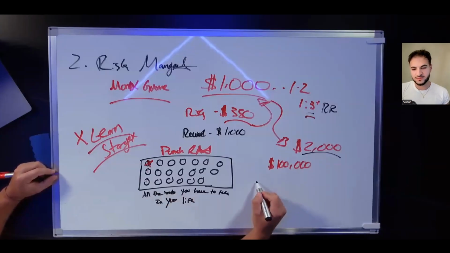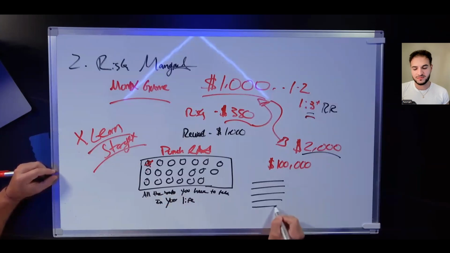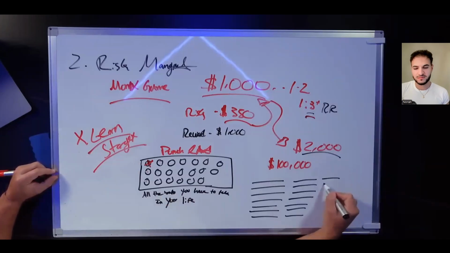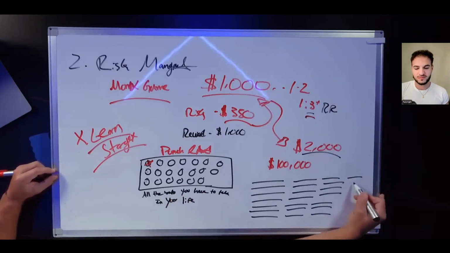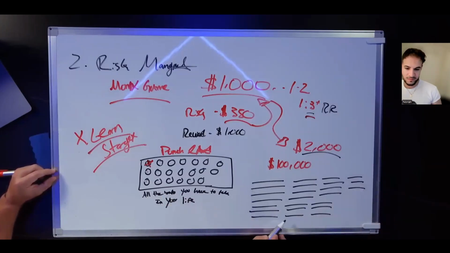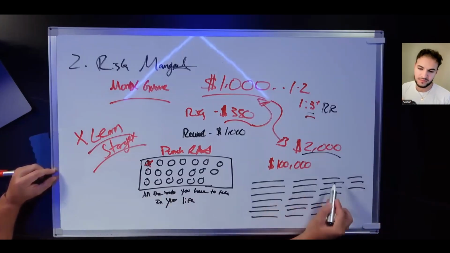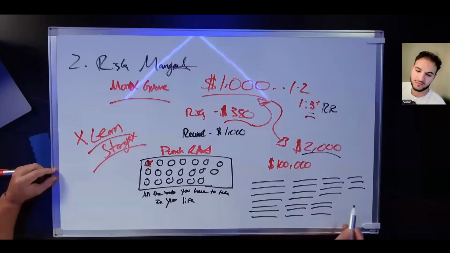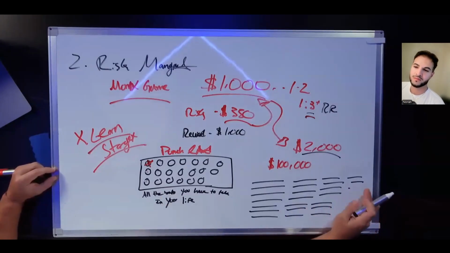So let's do it like this, for example. Let's do 1 week, 2 weeks, 3 weeks, 4 weeks, 5 weeks, 6 weeks, 7 weeks, 9 weeks, 10 weeks, 14, 15, 16, 17, 18, 19, 20, 21, 22, 23, 24.